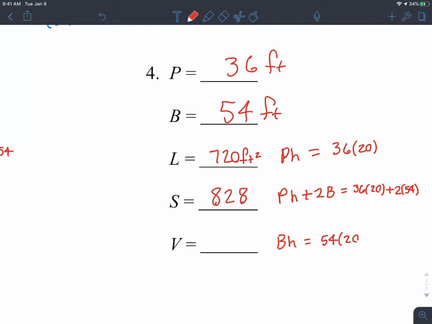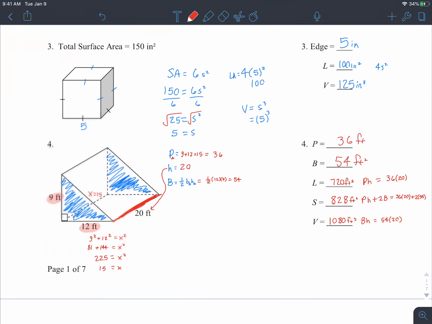Okay, and then volume, big B times H, or in this case, big B is 54. 54 times 20, and then I think that is 1080. And then I like to go back and put all my units at the end and check those. Volume's usually cubic units, lateral and surface area, and then actually the area of the base, whoops, I messed that up, should be feet squared, and then that perimeter will just be regular feet.